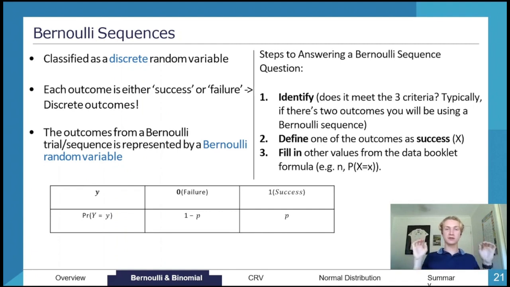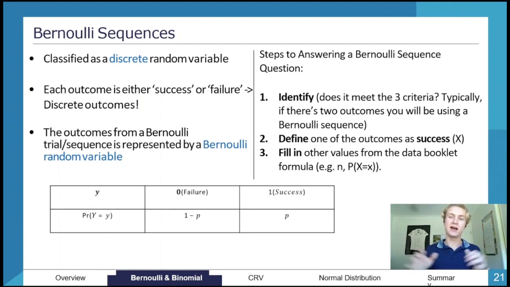Okay, so the steps to answering a Bernoulli sequence question. Number one, identify. Does it meet the three criteria that I just said on the other page? And that's going to tell you you're going to be using the formulas from the data book, which we're going to go over. Don't worry. So number two, define one of the outcomes as success, which is X.